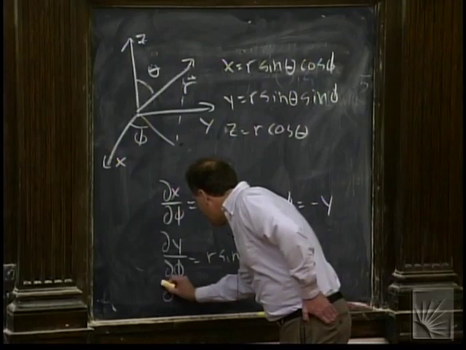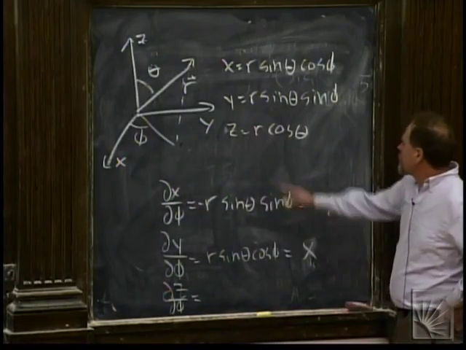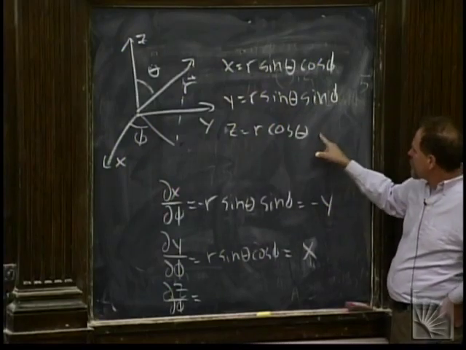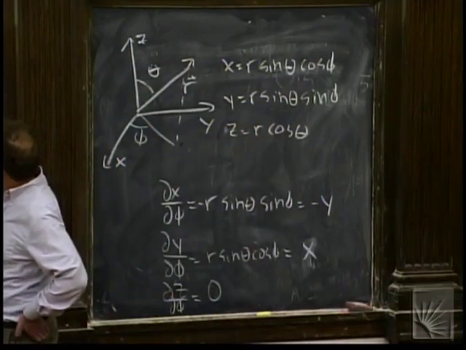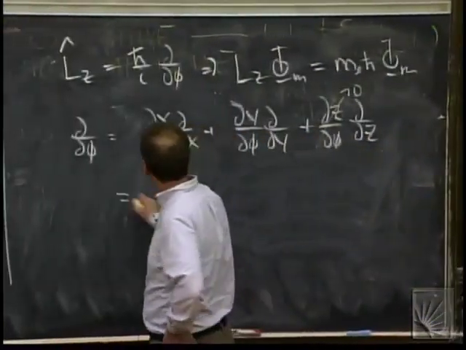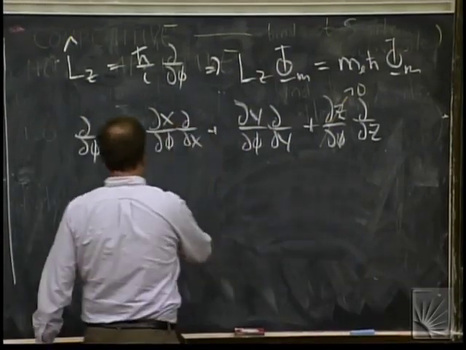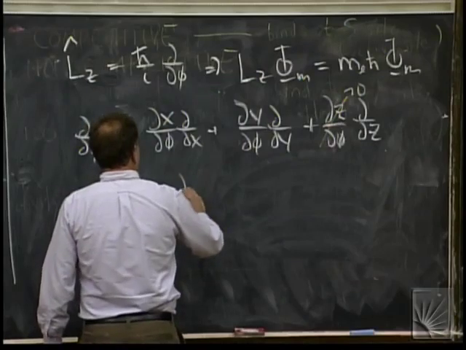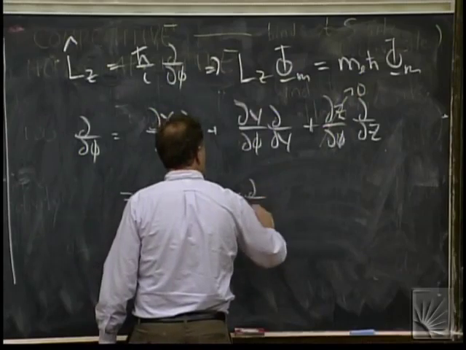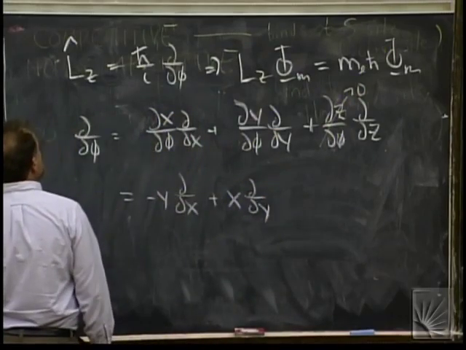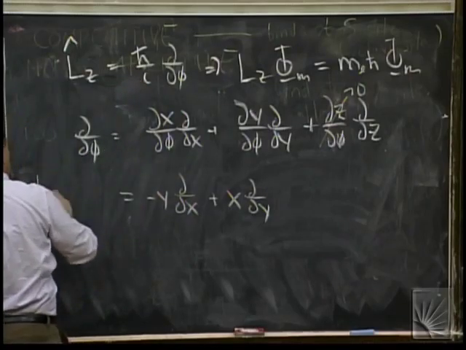Finally, dz d phi is what? It's the derivative of z with respect to phi, and there is no phi, so it's just 0. So this is just simply, dx d phi was minus y. dy d phi was x. Now that was just d by d phi. I really wanted to multiply by h bar over i.